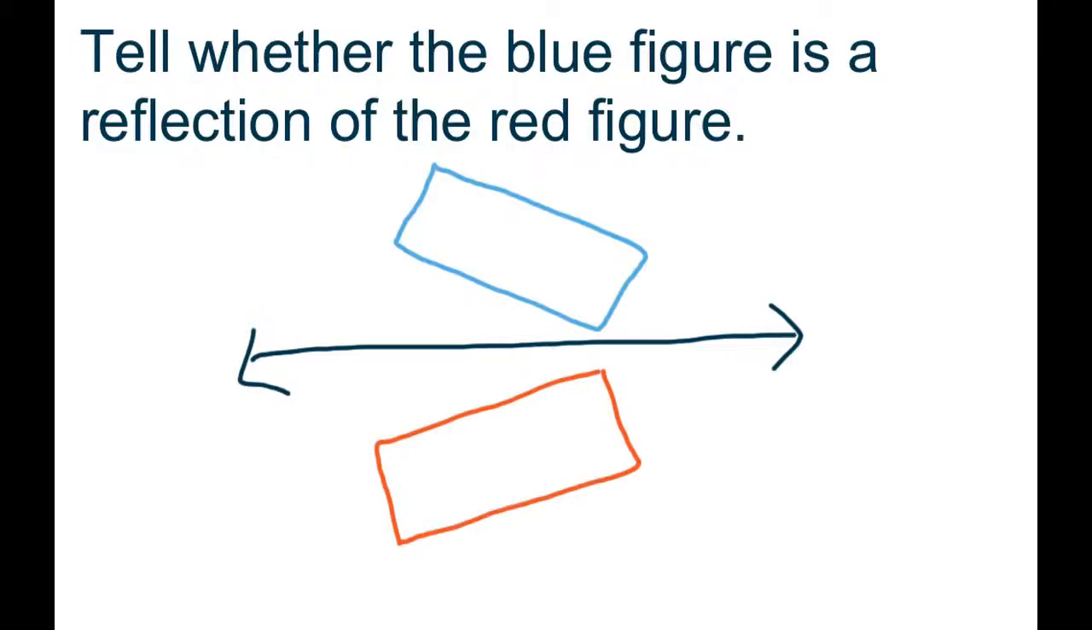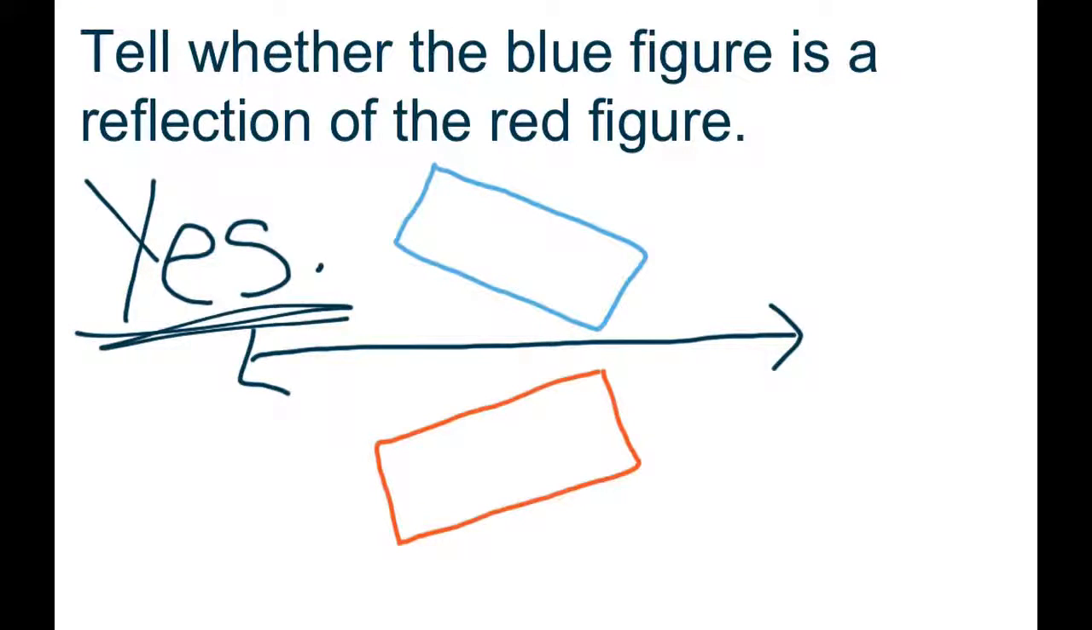Tell whether the blue figure is a reflection of the red figure. Here we see that the red figure can be flipped to form the blue figure. So therefore, this is yes, because we see that the image is flipped. Let's move on to the next problem.